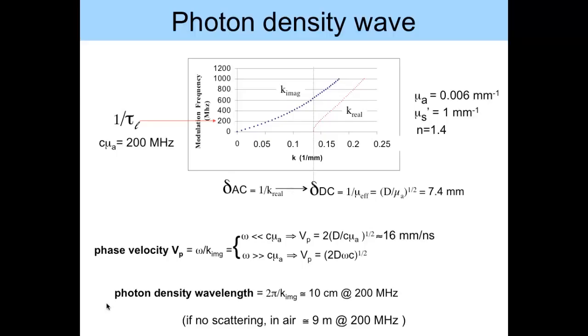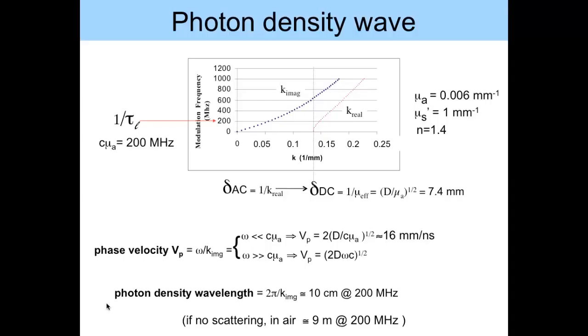penetration depth. And another interesting feature is that at low frequencies the phase velocity of the wave is constant, because that's basically omega over k, so it's linear. But at higher frequencies, it's proportional to omega to the 1/2, the square root of omega. And that's where we get that dispersion. That's that nonlinear propagation. And then if we look at the wavelength of a photon density wave, it seems pretty long. So at 200 megahertz, it's about 10 centimeters for these optical properties.